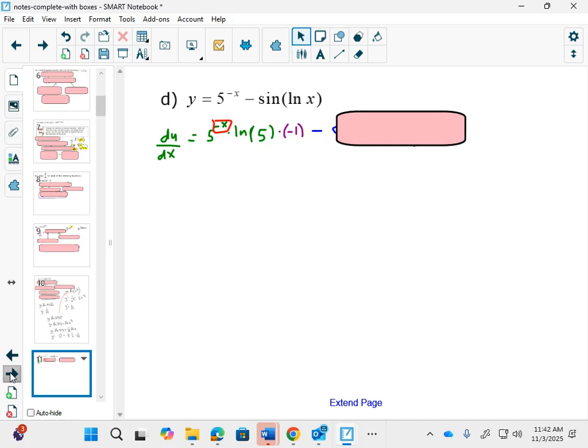What's the derivative of sine? Positive or negative cos? Positive cos. So since we had a negative sine, we'd have a negative cos. Keep the inside the same. Multiply by the derivative of the inside.